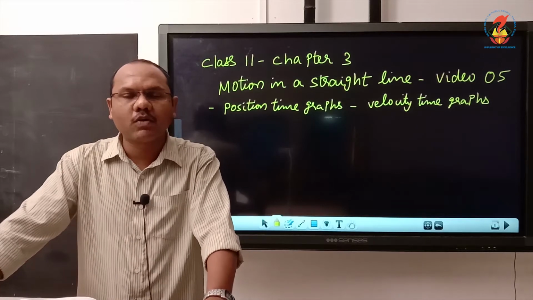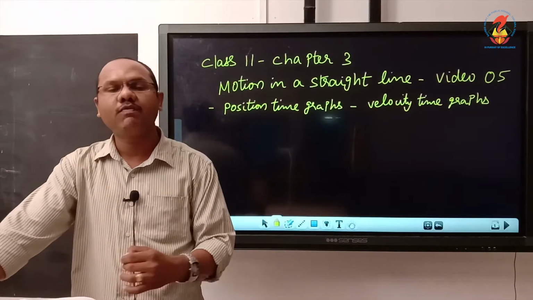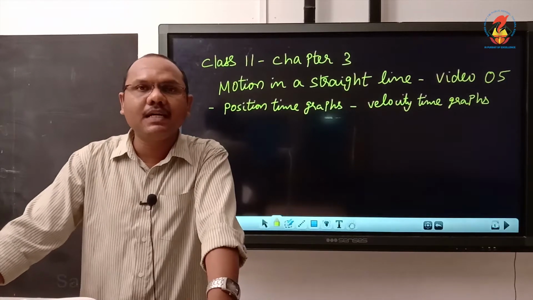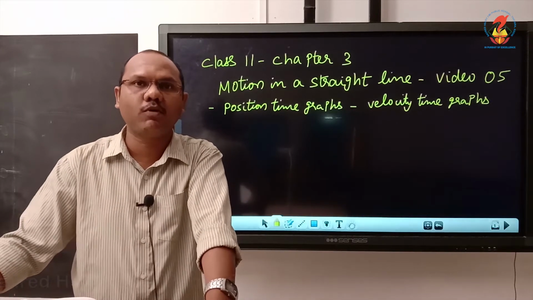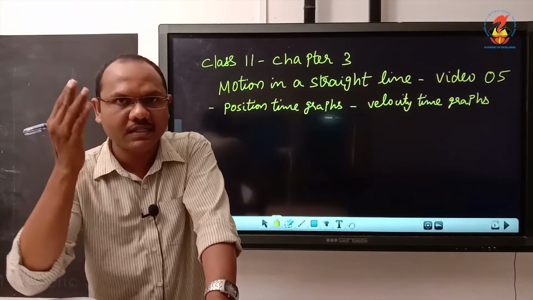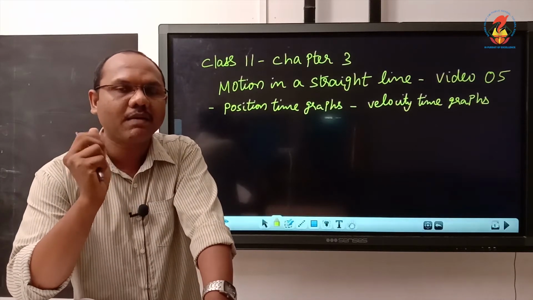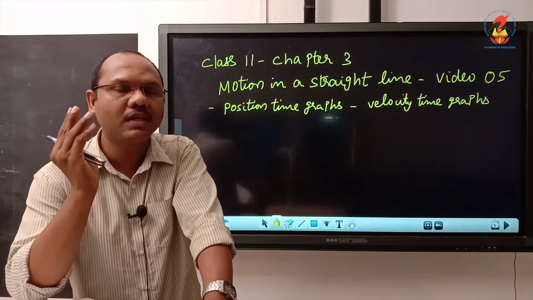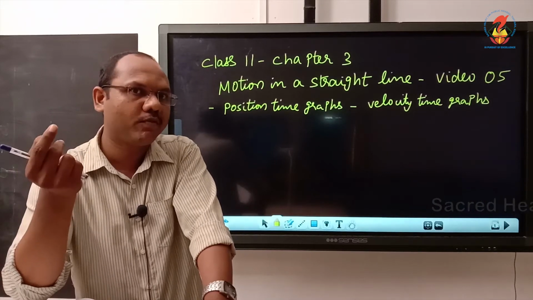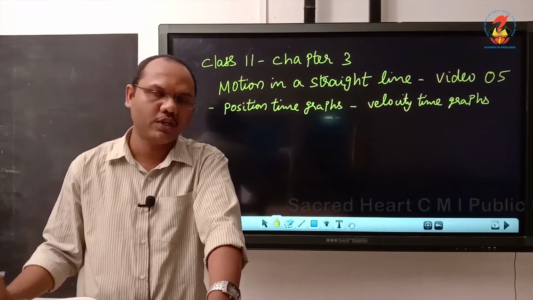In today's topic, we are going to discuss various graphs, that is the position time graph and the velocity time graph. A position time graph is a graph which shows the position of the body with respect to time. It can be either a distance time graph or a displacement time graph. For a distance time graph, you have to think like this: distance cannot be negative. But when we draw the displacement time graph, the displacement can be negative or positive.